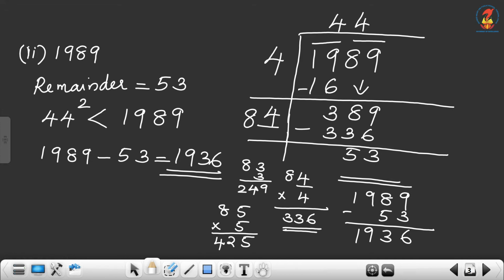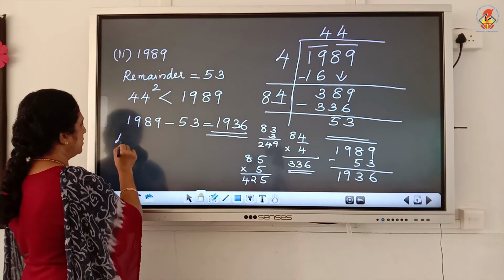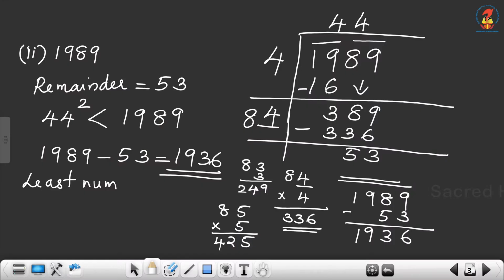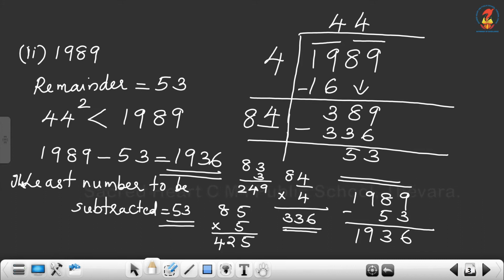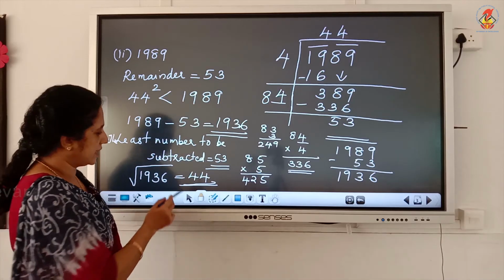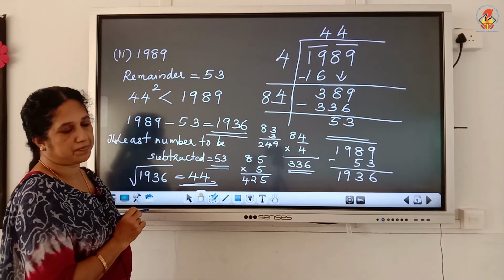Therefore the least number to be subtracted is equal to 53, and you will get the new square number. The new square number is 1936, and the square root of 1936 is equal to 44.